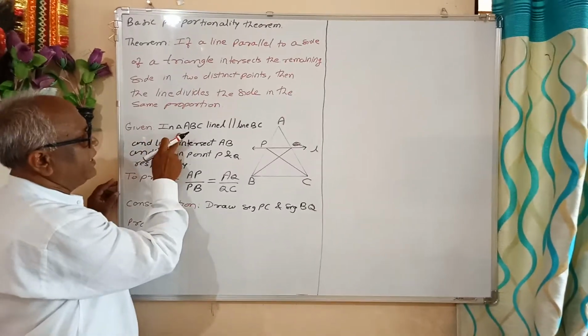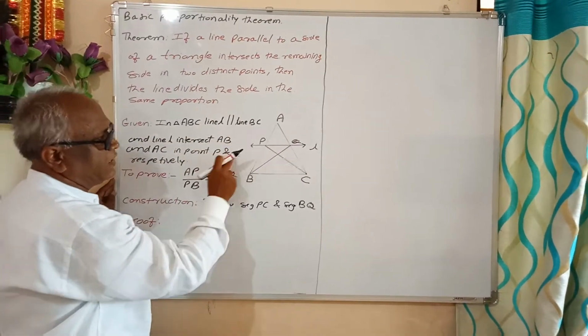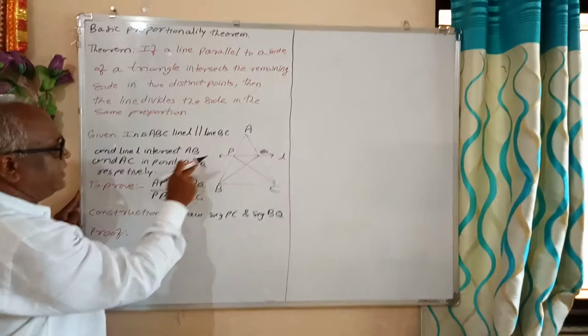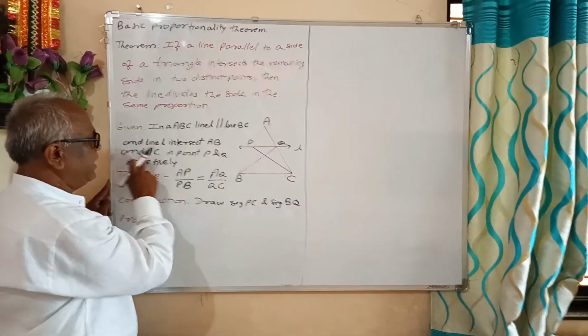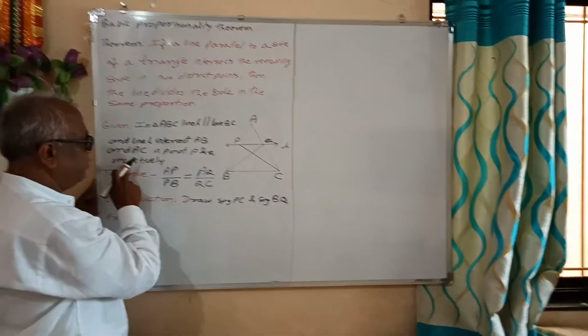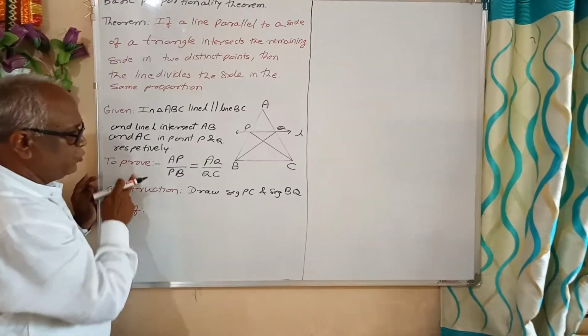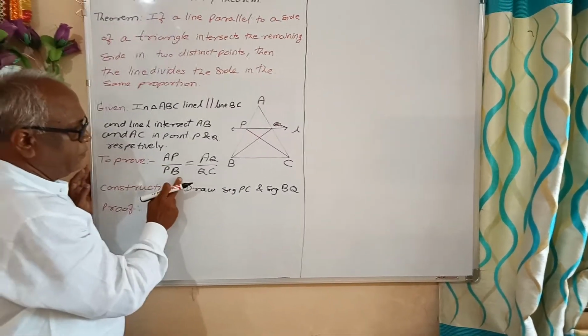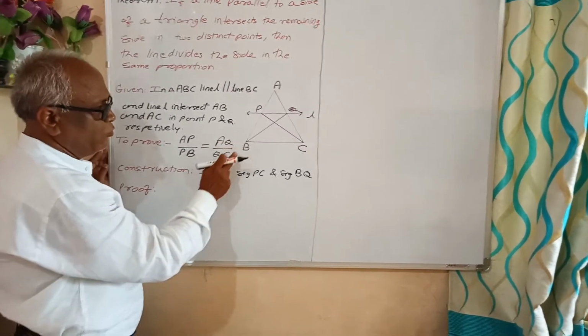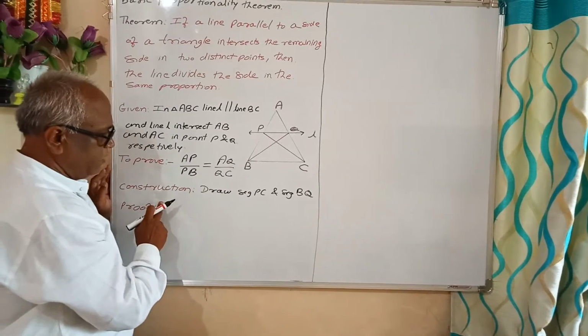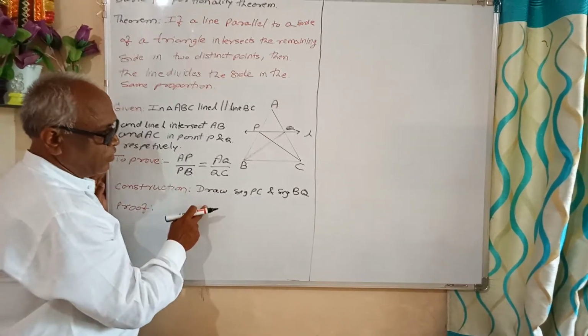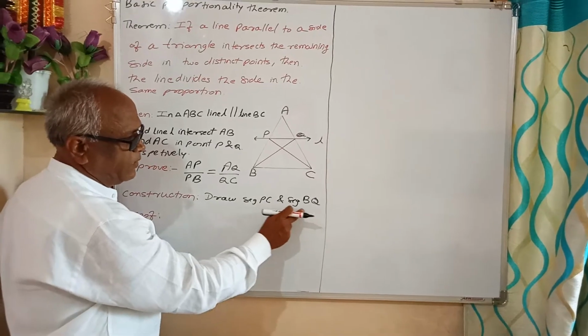Given: in triangle ABC, line L is parallel to BC and the line L intersects AB and AC in the points P and Q respectively. To prove: AP upon PB is equal to AQ upon QC. We do the construction: draw segment PC and segment BQ.